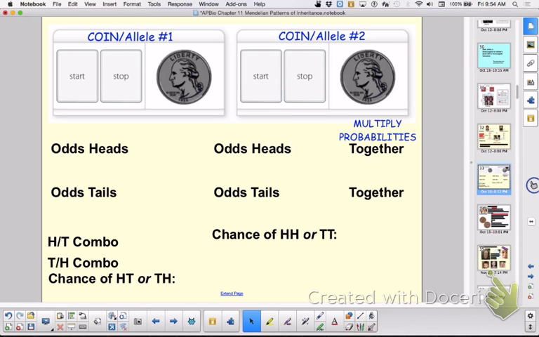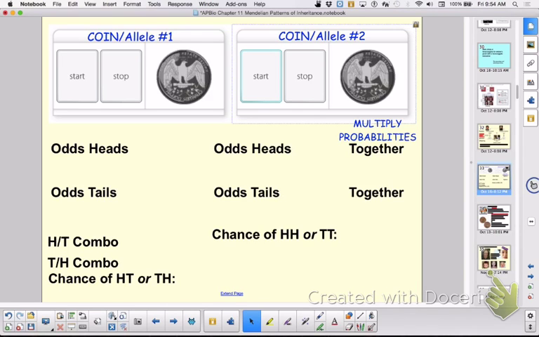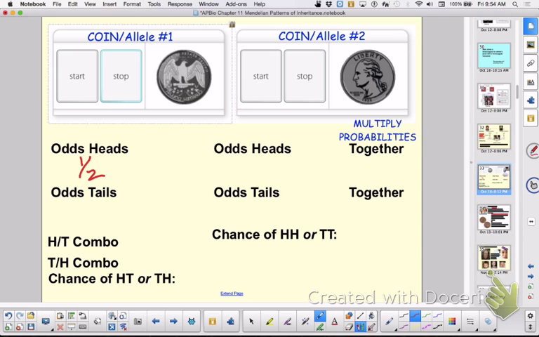We're going to talk about the product law. If I was going to flip 2 coins, what are the odds that I will get heads with this coin? So I had a half of a chance that I would get heads and a half of a chance that I would get tails. Do you agree with that? And then would you say that's the same here? Yes. So a half a chance heads and a half a chance tails, right? So we got a heads tails combo.